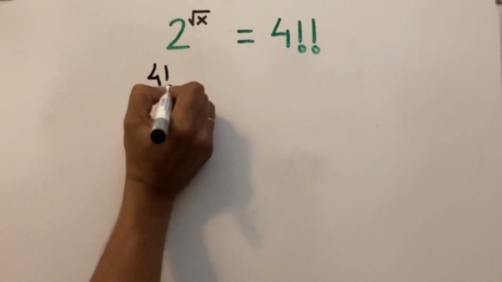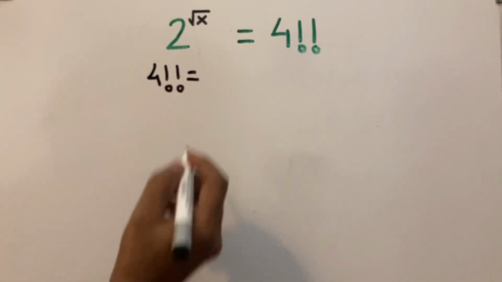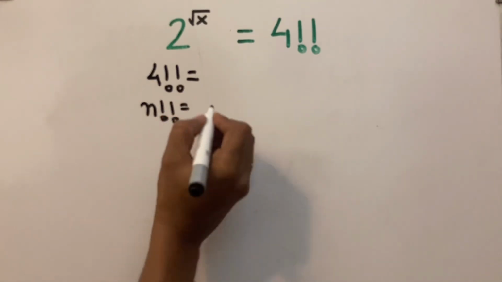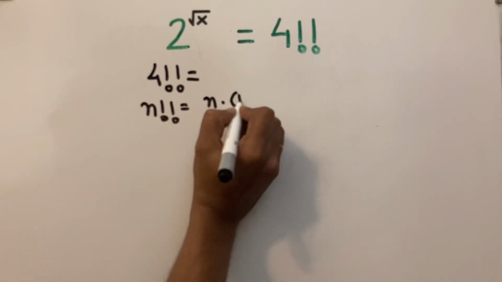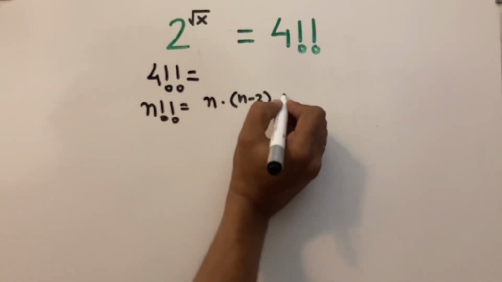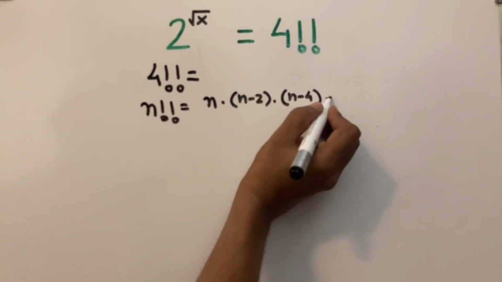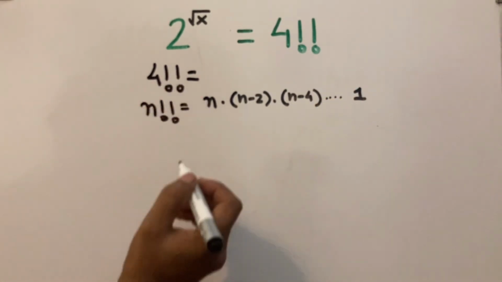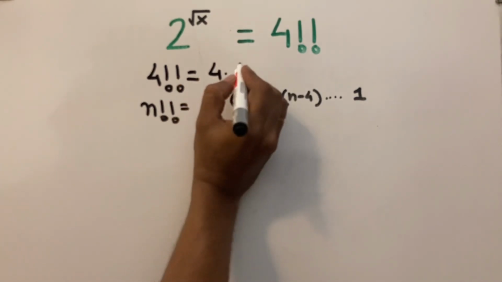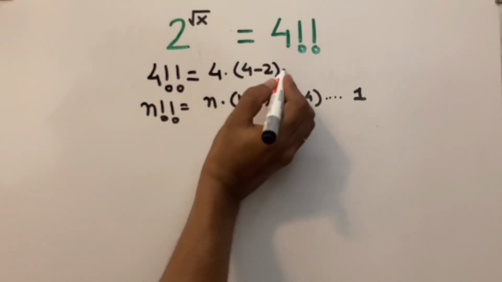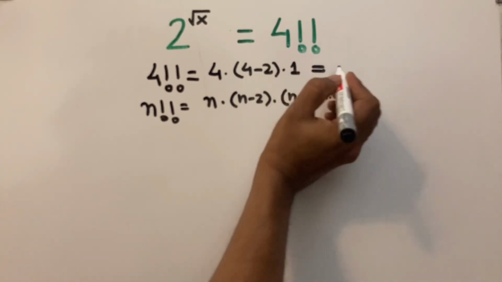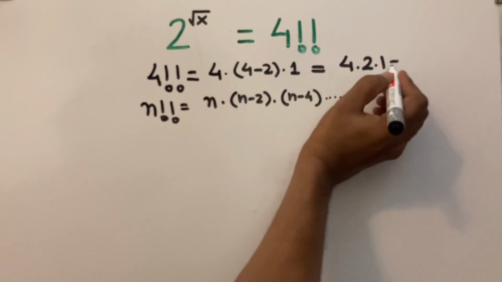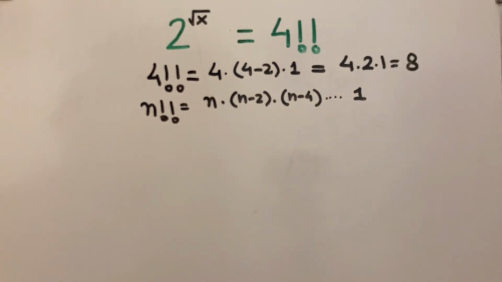4 double factorial equals, as we know that n double factorial equals n multiply n minus 2 multiply n minus 4, and so on, up to 1. Therefore, 4 double factorial equals 4 multiply 4 minus 2 multiply 1, which equals 4 multiply 2 multiply 1, which equals 8.